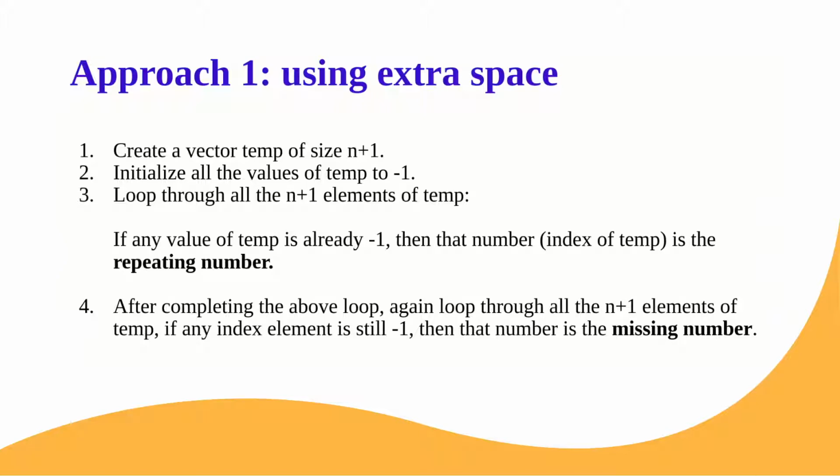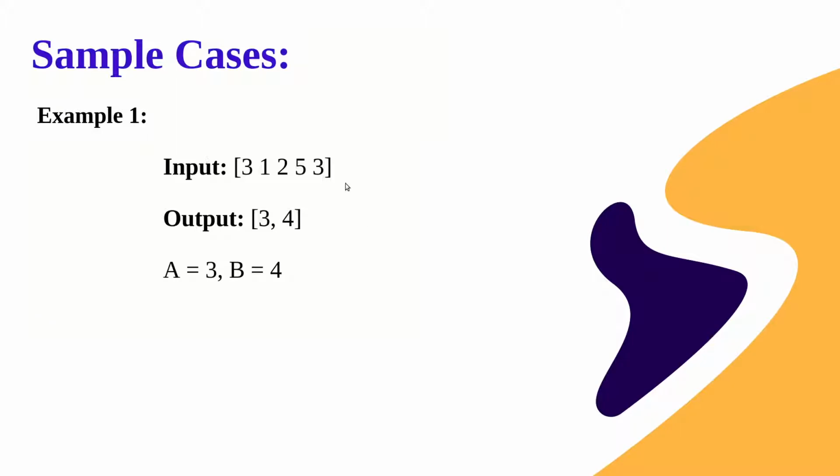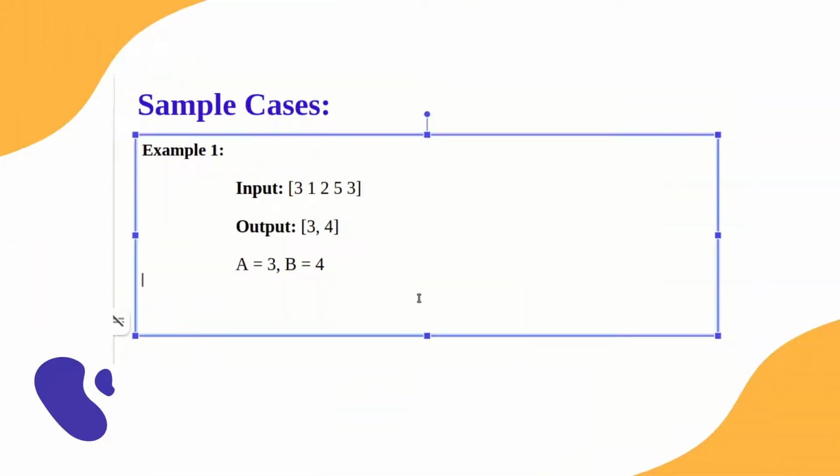Then loop through all the n plus 1 elements of the temp. Why n plus 1 elements? Because the size is n plus 1 and indices would be from 0 to n. If any value of temp is already minus 1, then that number, the index of temp, is the repeating number. Let me help you understand this logic. Suppose we create a temp vector of size, here n is 5, so let's create of size 6, and initially we make all of them minus 1. So there would be 6 minus 1s.